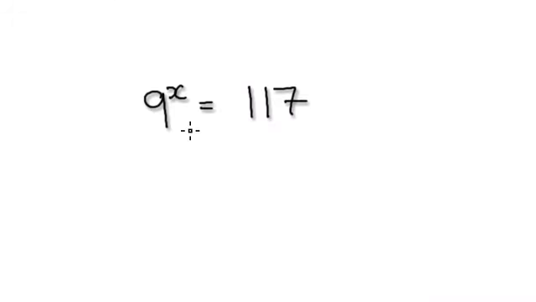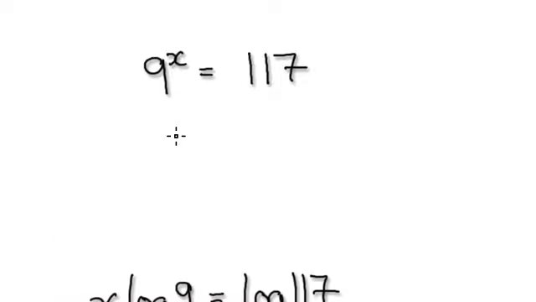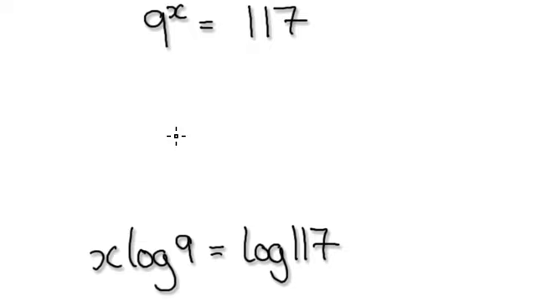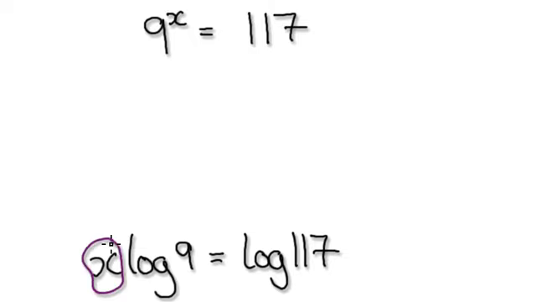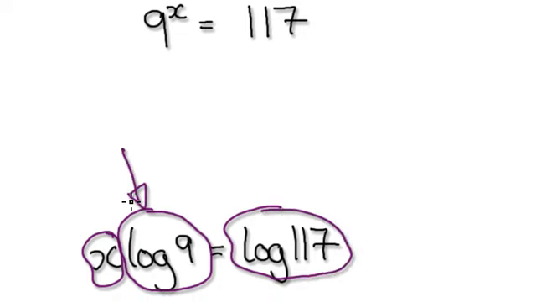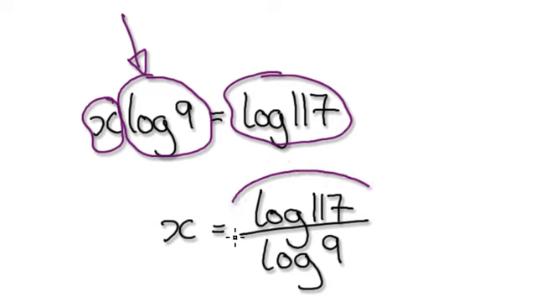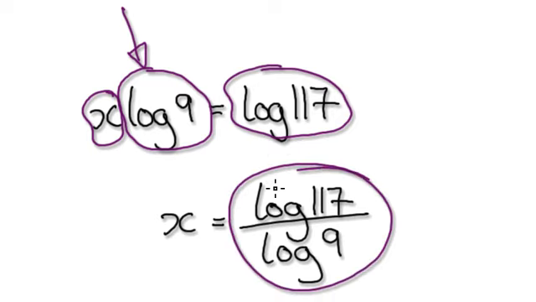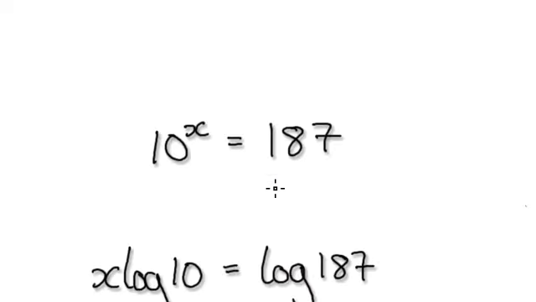So find x here. 9 to the power of what will give us 117? So press pause and have a go. Okay, so again, log both sides. That will then give you this. So at the moment you've got this bubble multiplying with this one equals this one here. So divide both sides by this bubble here. That will then give you this. So x equals this.